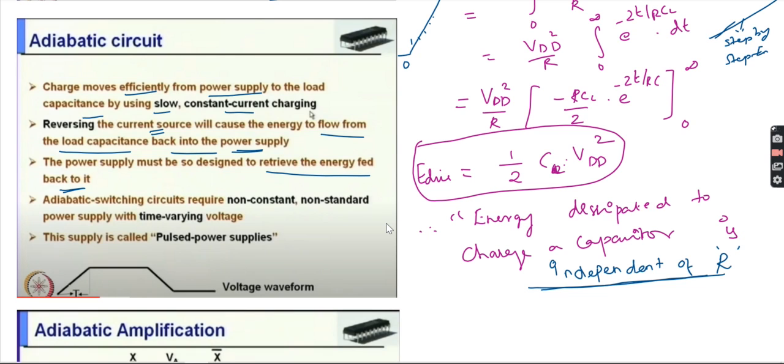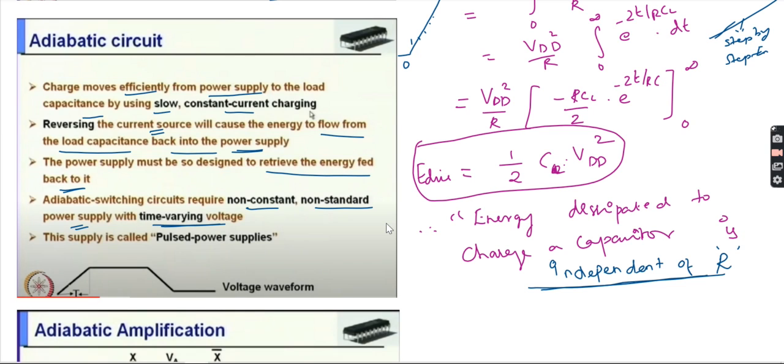Adiabatic switching circuits require a non-constant, non-standard power supply with time-varying voltage. Because previously, in conventional CMOS circuits, we used a fixed power supply only. It is a constant power supply, a standard power supply.